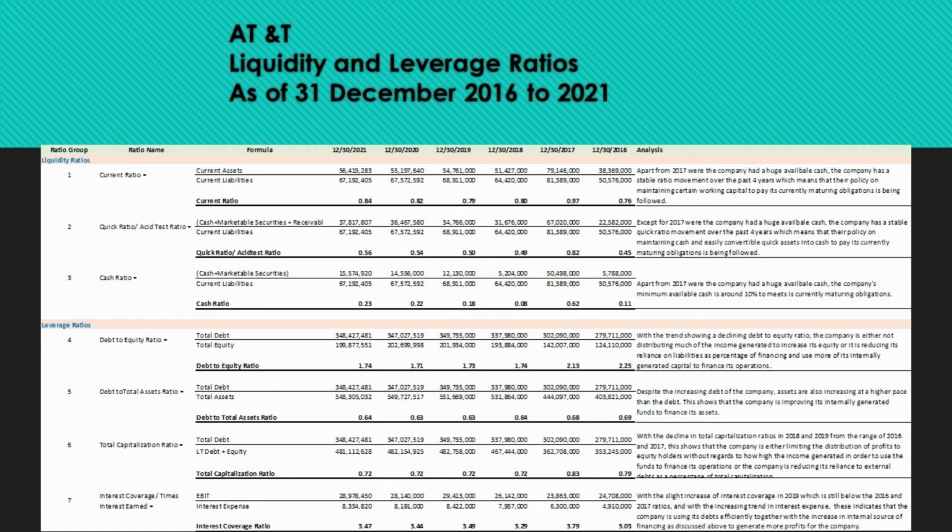With the slight increase in the interest coverage in 2019, which is still below the 2016 and 2017 ratios, and with the increasing trends in the interest expense, this indicates that the company is using its debts efficiently, together with the increase in the internal sources of financing, as discussed above, to generate more profits for the company.